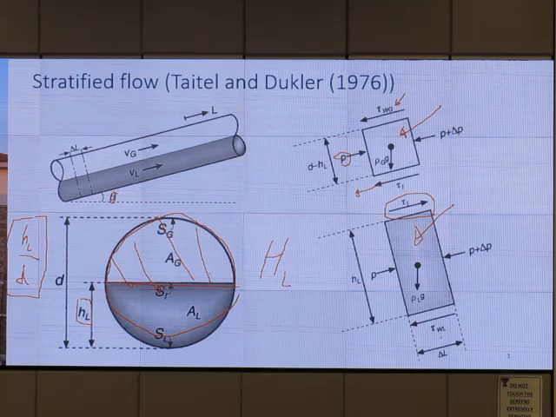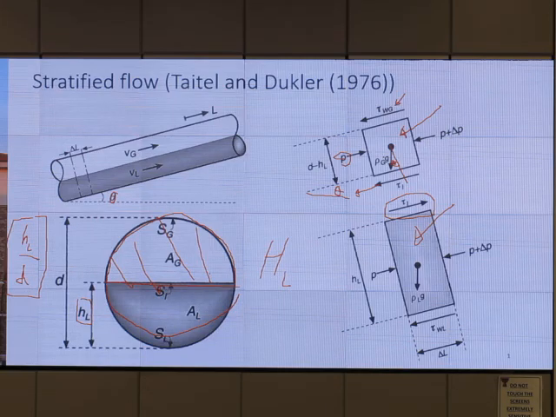Alright, tau WL drags it backward. And of course, gravity makes it go down, straight down, right? So if this is theta, then this is also theta, right? What is the direction of rho g sine theta?